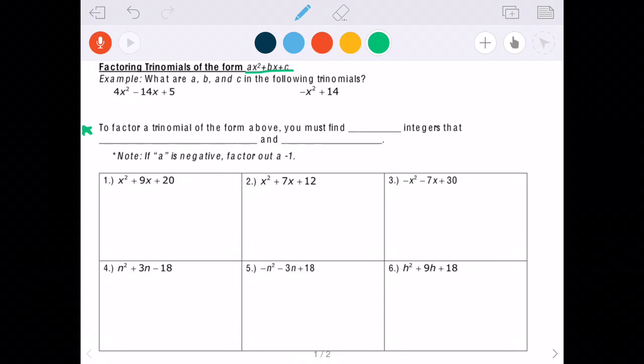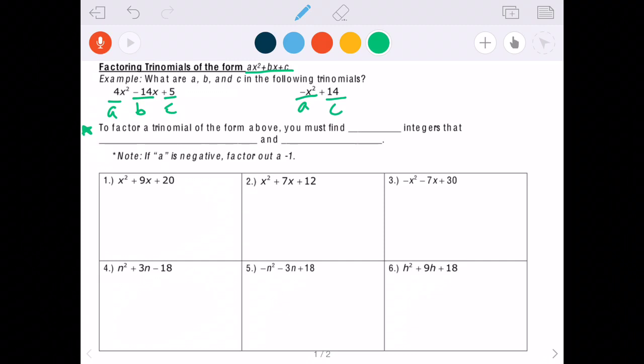So let's just look at two examples real quick. It's important to realize what each of these numbers represent. ax squared plus bx plus c. As you can see, this first example is in that form. So in this example, 4 is going to be a, negative 14 is going to be b, and 5 will be c. If we look at the second example, the number in front of that x squared is negative 1. That negative 1 is a. In this case, we don't have a b term. 14 is c.